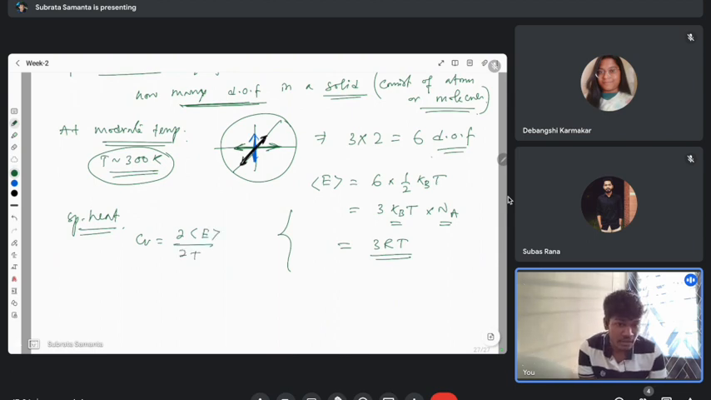So how to know these equations? Okay, so this actually comes from thermodynamics. So when we study thermodynamics in the later part of this course, we will see that this equation comes.